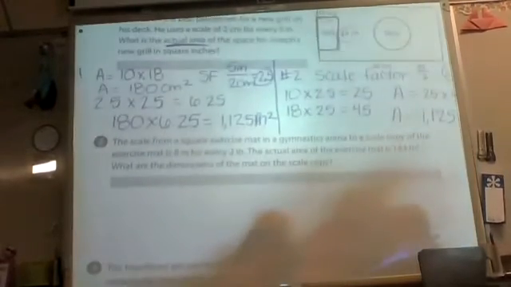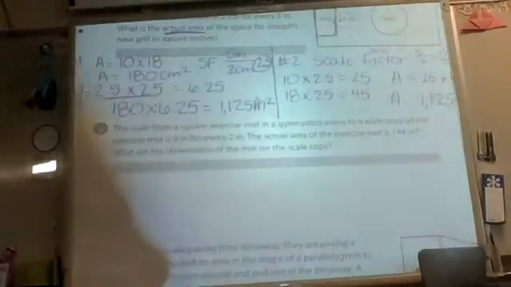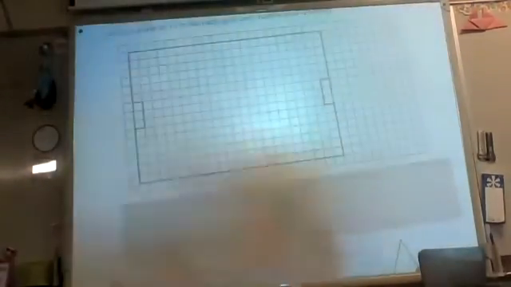Okay, so it doesn't matter what method you choose. Just be careful with this one because a lot of times we forget that we have to double the scale factor. Not double it, but multiply it by itself. All right.